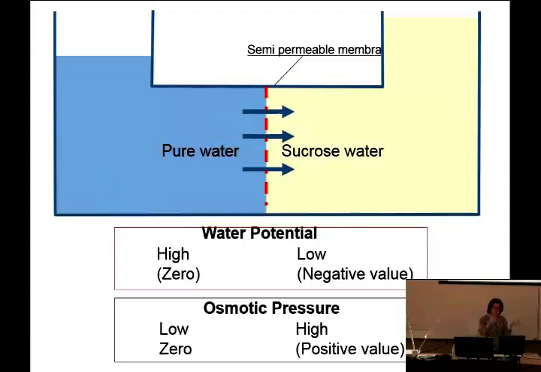pure water has zero, okay? And then sucrose-containing water has some osmotic potential coming from the osmotic pressure, and the value is always negative. If you have more salts, it is more negative. So here, pure water is zero, and a sucrose water solution has a more negative water potential. Now water moves from high water potential to low, or more negative, water potential. So that is much easier and more straightforward for understanding the water movement. Okay, so that's one example.